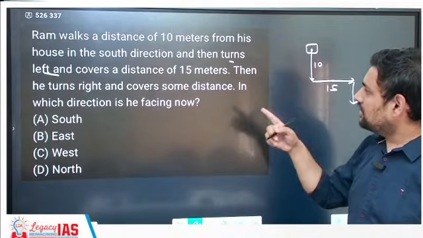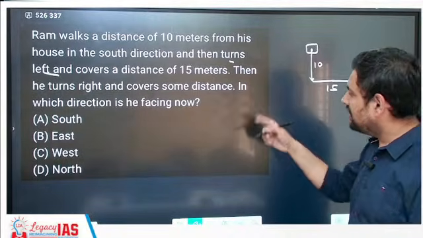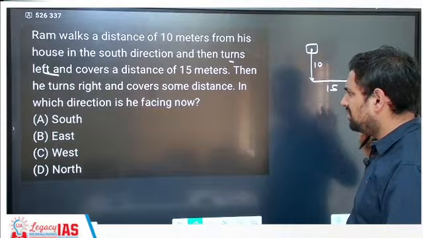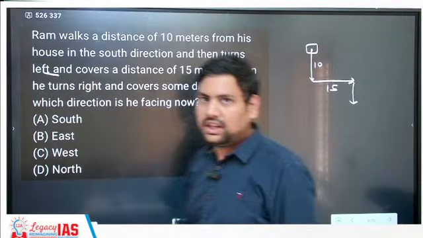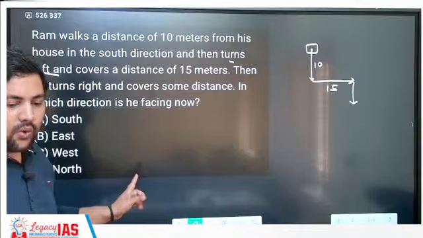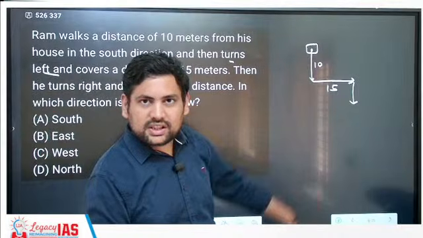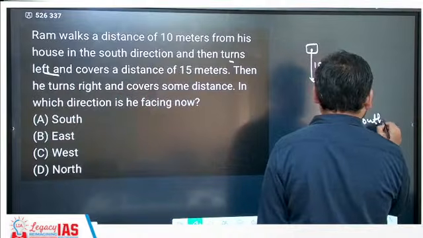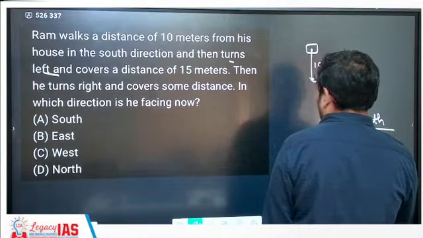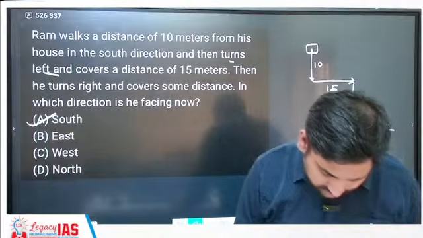Then he turns right and covers some distance. I don't know what distance. In which direction is he facing now? Not from the initial point, now. In which direction is he facing now? Very clearly he is now going in the south direction. So the answer becomes A, south.